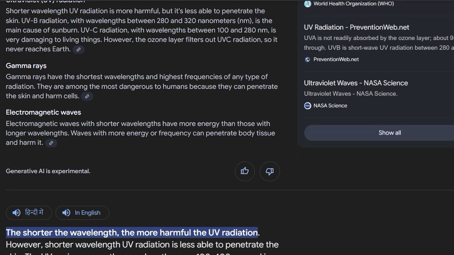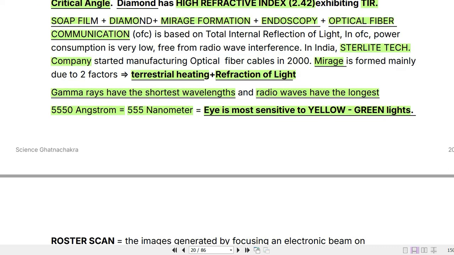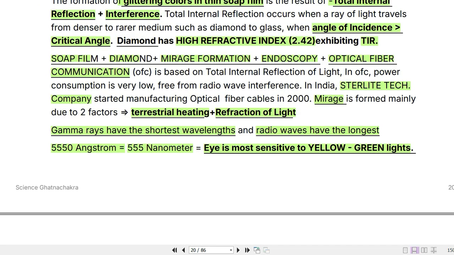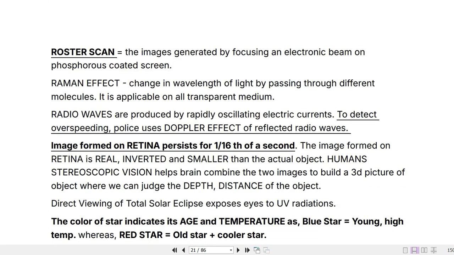Okay, so yes, that is true that the waves with shorter wavelength are more harmful. The other thing was this 5550 angstrom. You can also write that as 555 nanometers. So this is where the green or yellow light actually lies on the spectrum.